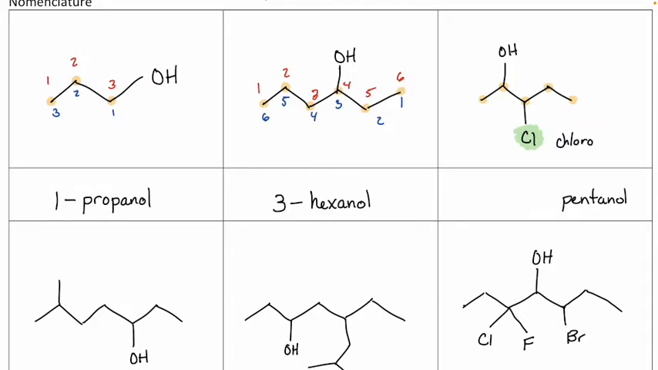Again, put in my numbering. All right, and which numbering scheme am I going to go with, the red or the blue? I'm going to go with the red one because that puts my alcohol group on carbon 2. So this would be a 3-chloro-2-pentanol.